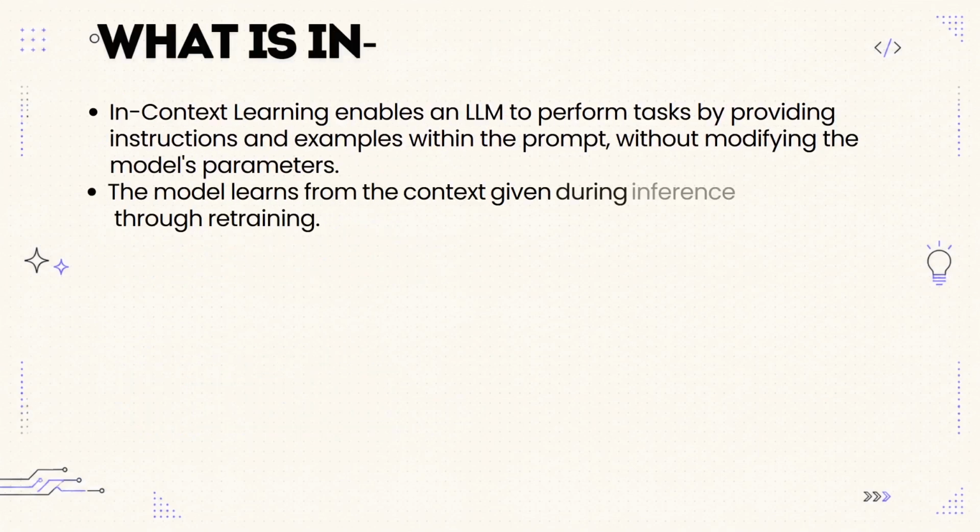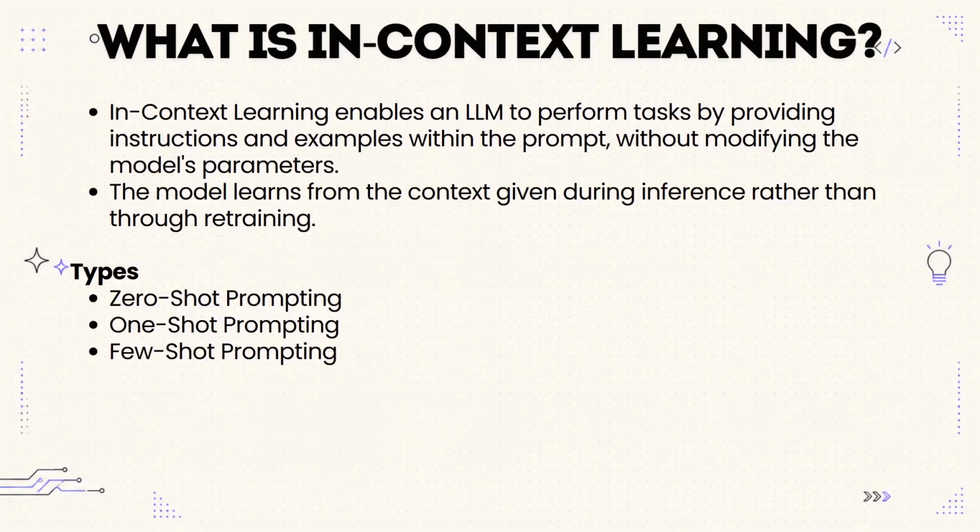So now comes what is in context learning. Suppose you don't want to retrain the model. Instead, you provide relevant information directly inside the prompt. This is called in context learning.